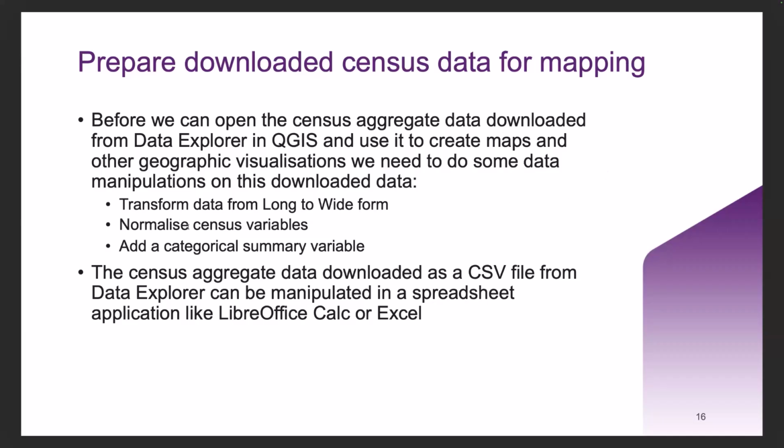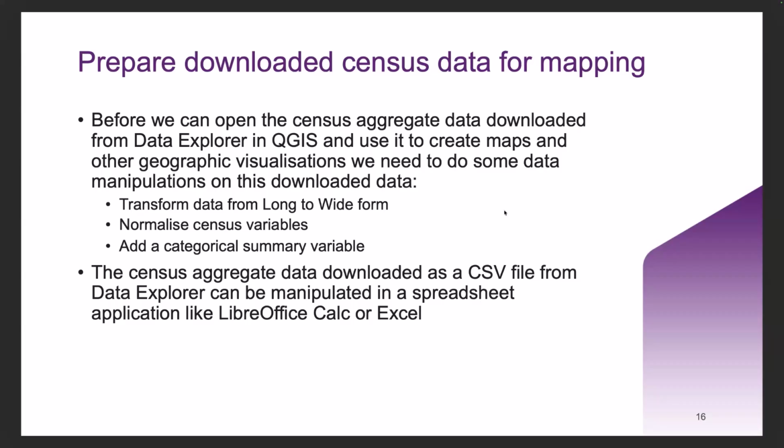I'm going to do some data normalization so that we don't produce misleading maps. And then I'm going to do an extra bit where I add an extra variable that summarizes the census stats to create a different type of map. These first two are pretty much essential whenever you use data from the UK Data Service because of the way the data is first provided, and in order to normalize that data for mapping. This third thing, adding a categorical summary variable, is just an extra step that I'm doing so I can create a different type of map.